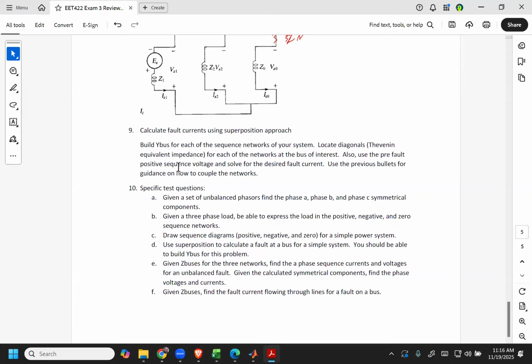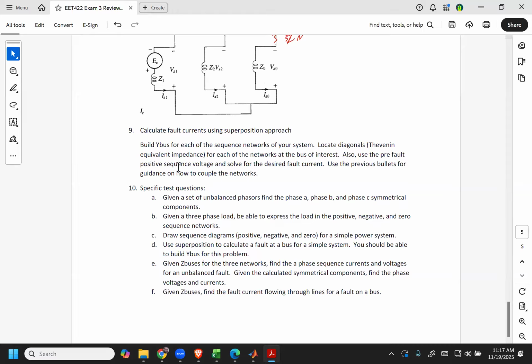And then I'm going to go ahead and give you Z buses for three networks. So I'll give you positive, negative, and zero sequence networks. I would like you to be able to calculate the phase sequence currents and voltages for an unbalanced fault. So calculating fault current and calculating what the voltages are expected to be, you should be able to do that. And once you have that, you can calculate the symmetrical components, and then you can solve for phase voltages and currents. And then the last one is if I've given you Z buses, then calculate current flowing through the lines for a fault on a bus.